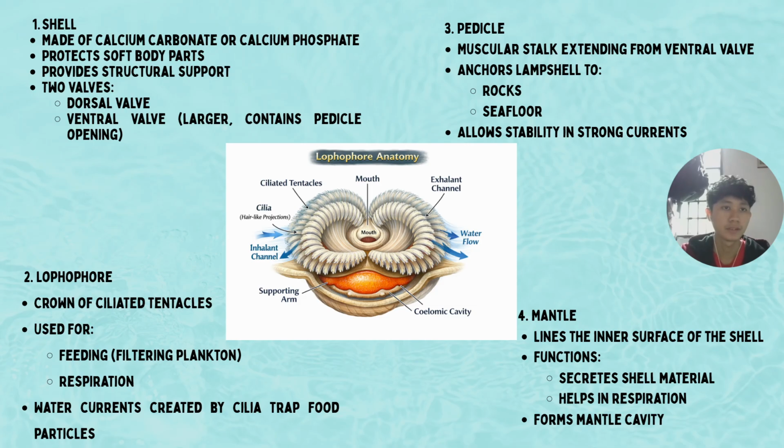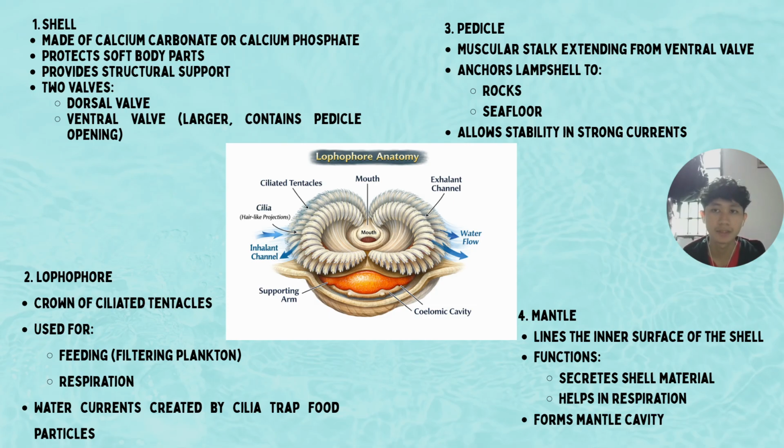So for the next slide, I'm going to talk about their characteristics. So the first one is the shell, made of calcium carbonate or calcium phosphate. Second, protect the soft body parts. Third is provide structural support. And last but not least, they have two valves, the first one is the dorsal valve, and the second one is the ventral valve, which is larger and contains the pedicle opening.